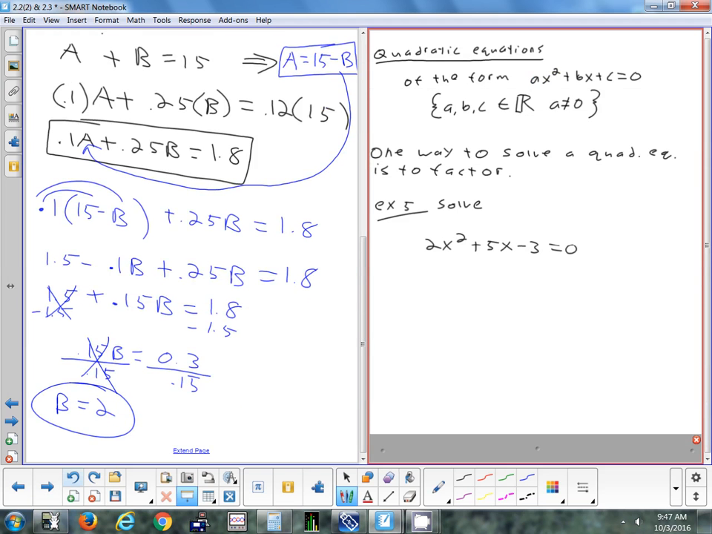Okay, one way to solve a quadratic equation is to factor. Some people don't like factoring because you kind of have to guess a little bit at how to do it. But the first thing that always has to happen is it has to equal 0. Okay, we talked about that earlier.